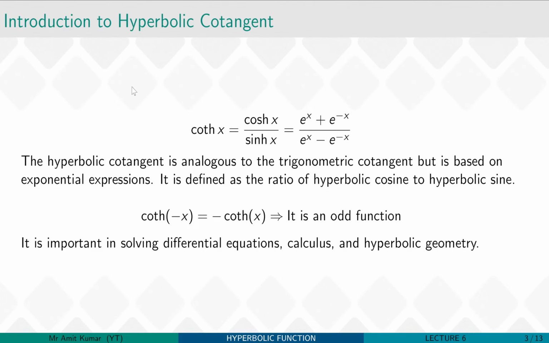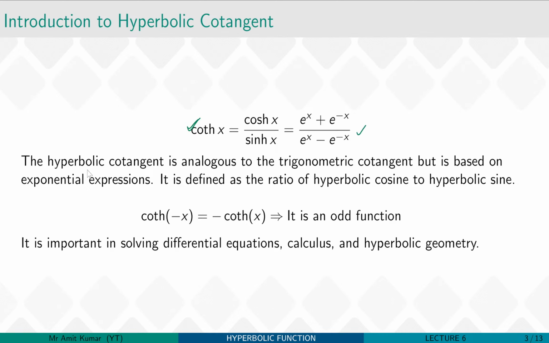In this lecture, I will teach you the basic properties and definition of coth hyperbolic x. Now, the definition: coth hyperbolic x is equal to cos hyperbolic x divided by sine hyperbolic x. Similarly, we can write this as (e to the power x plus e to the power minus x) by 2, and sine hyperbolic x is equal to (e to the power x minus e to the power minus x) by 2, and we cancel 2 from both numerator and denominator. We get e to the power x plus e to the power minus x divided by e to the power x minus e to the power minus x.